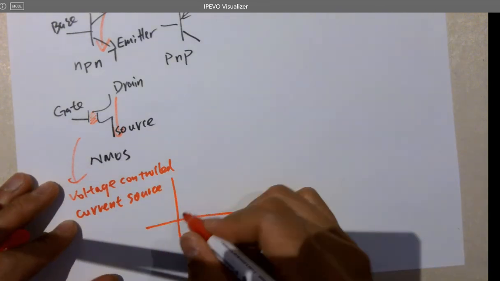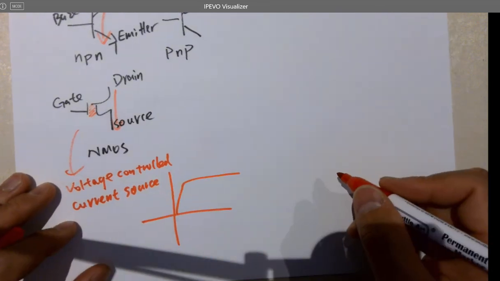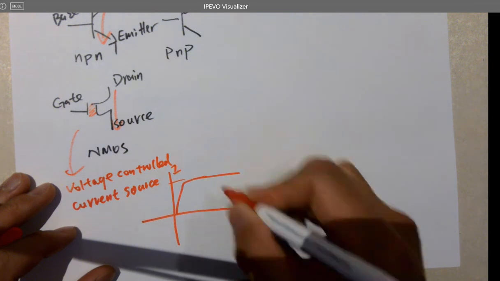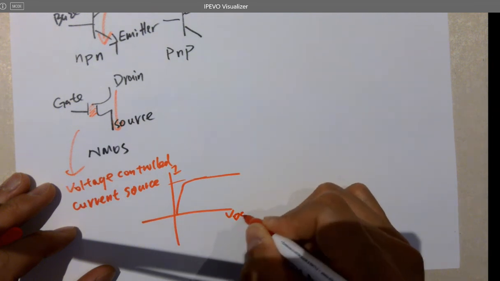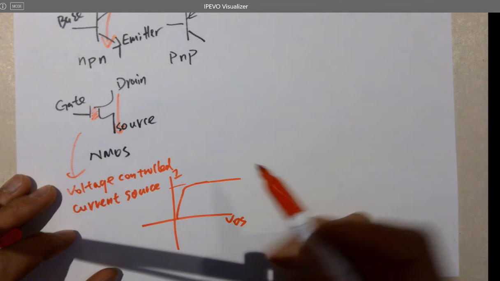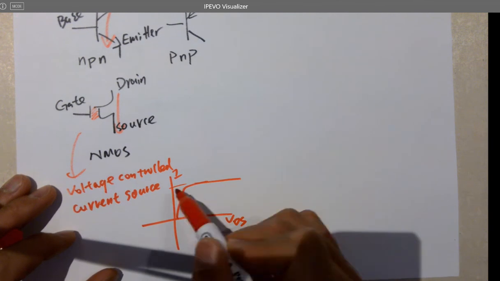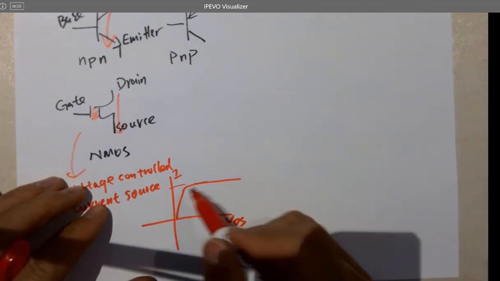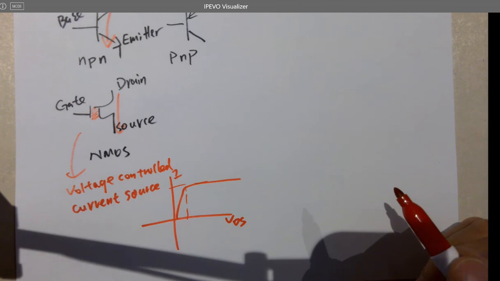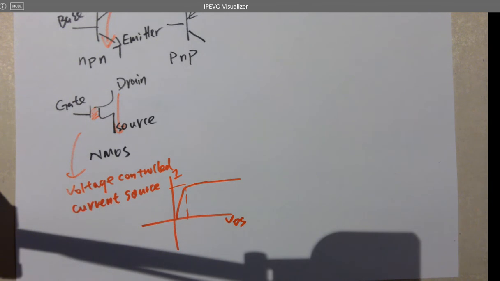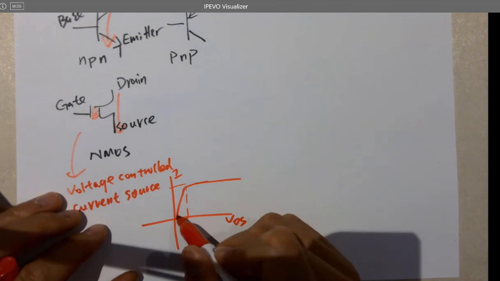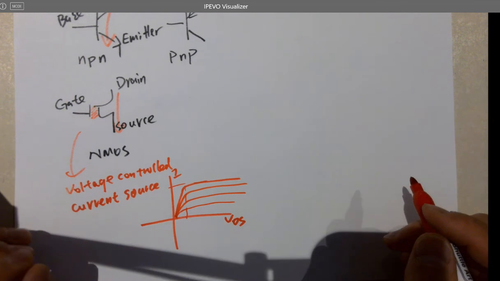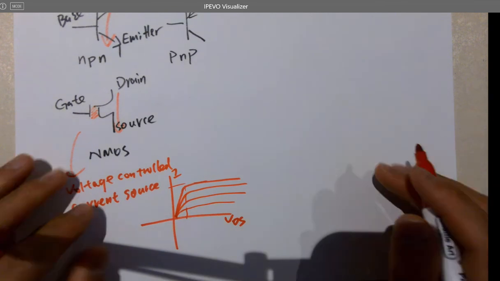Because whenever voltage reaches a certain level, it's an IV curve. For the NMOS, the current ideally won't change anymore. It's like a current source supplying current after that certain voltage. So it's a voltage controlled current source. If you have different VGS, you can have different current output for the NMOS.